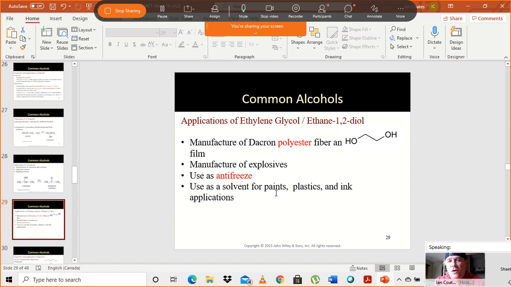Ethylene glycol. You may have heard this, you may not. It's used in a lot of things. It's pretty important stuff. And ethane-1,2-diol, that's its IUPAC name. Manufacture of polyester fibers, explosives, antifreeze. Ethylene glycol, I even think that's used in e-cigarettes. It's one of the solvents there that houses the e-juice. Used as solvents, in papers, plastic, and inks as well.